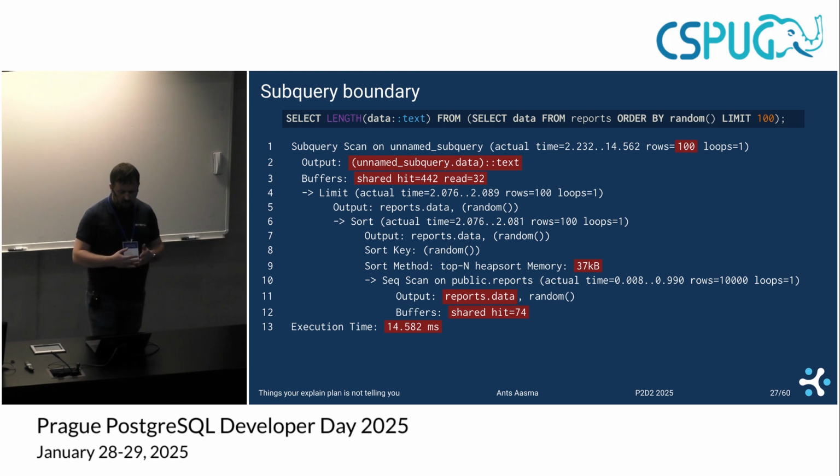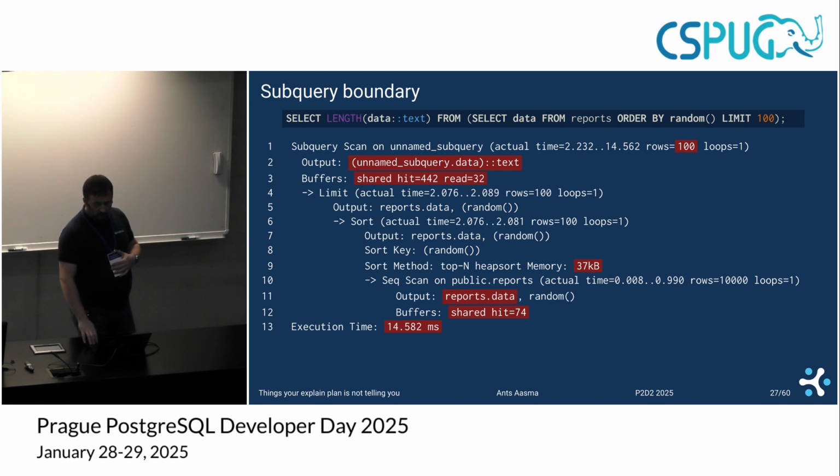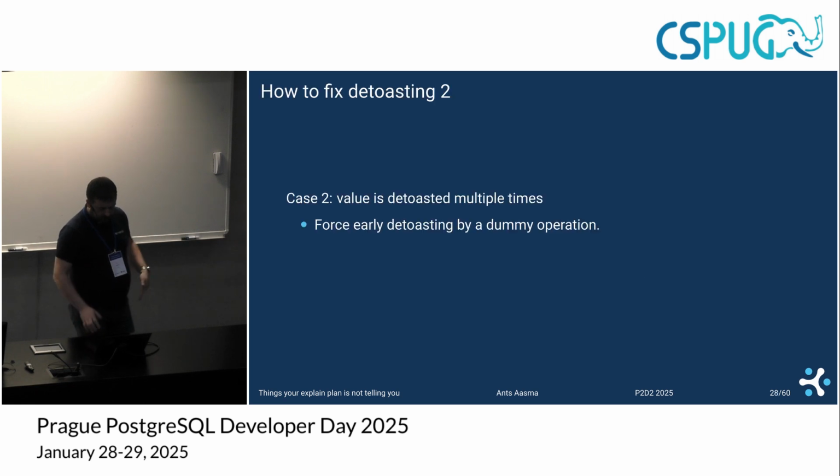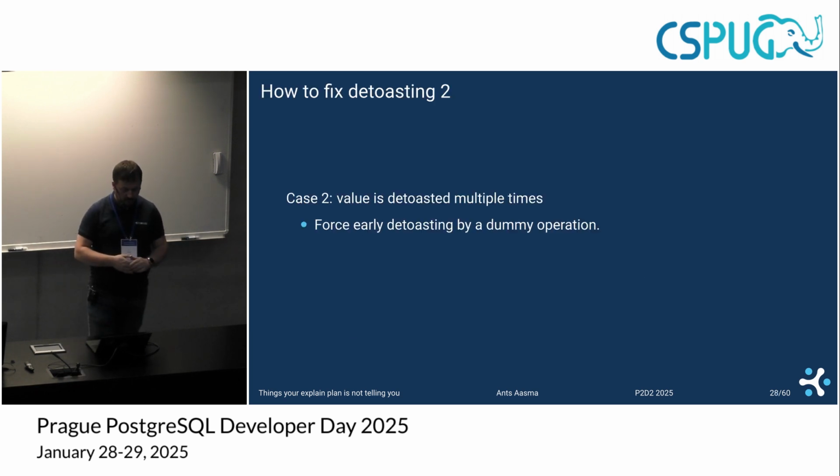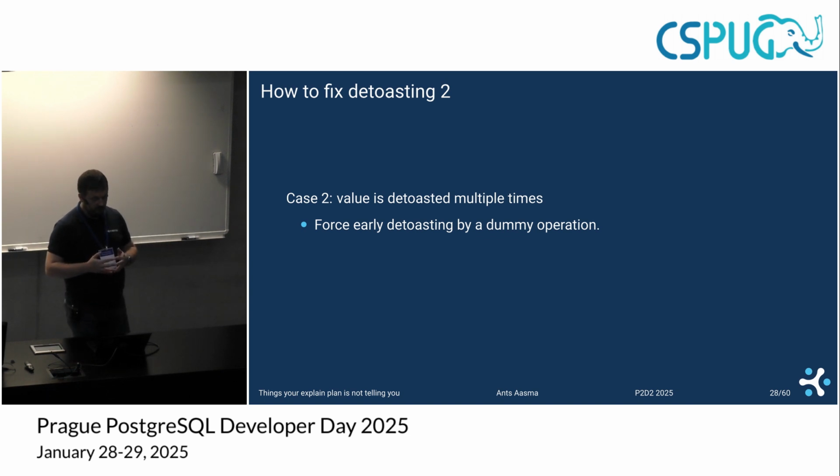So you might want, in some more realistic cases, to do the detoasting after you join or aggregate or do whatever things that reduce the number of rows that you have to find the data for. And the other case, when we were detoasting stuff too late and detoasting multiple times, the fix right now is to force the early detoasting by doing a dummy operation.